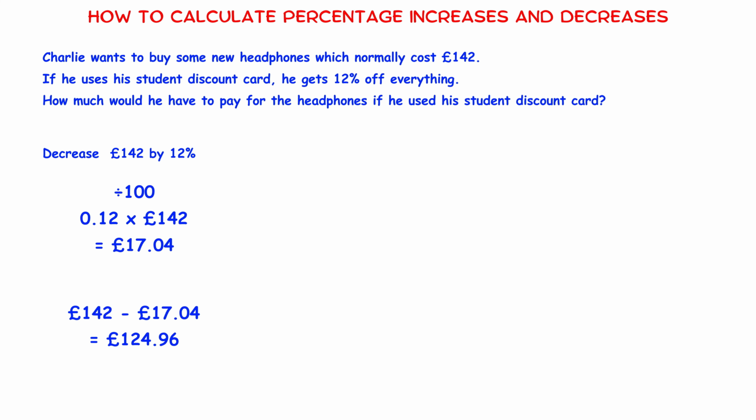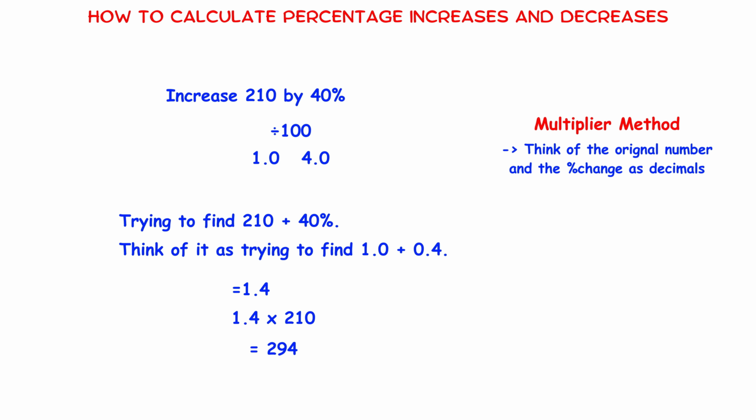96. Next up, we need to look at the other technique that we can use, which is called the multiplier method. The trick with this method is to think of the original number and the percentage change both as decimals. So in this question, 210 is the original number, which we can think of as worth 100% or 1 because it's the entire original number, whereas the 40% is the percentage change and is equivalent to 0.4 because to get percentages to decimals, we just divide them by 100.